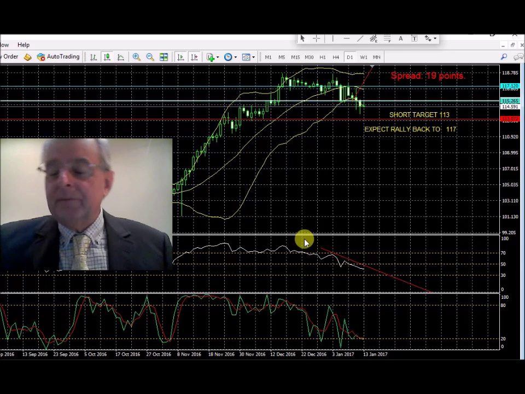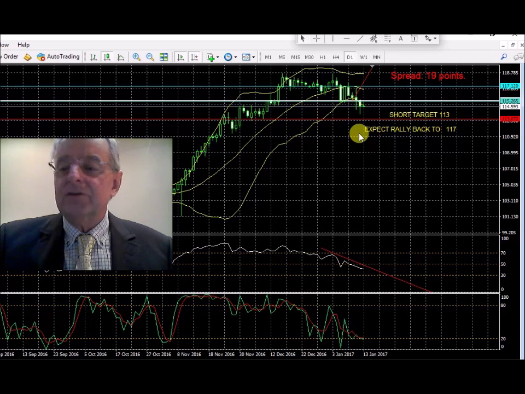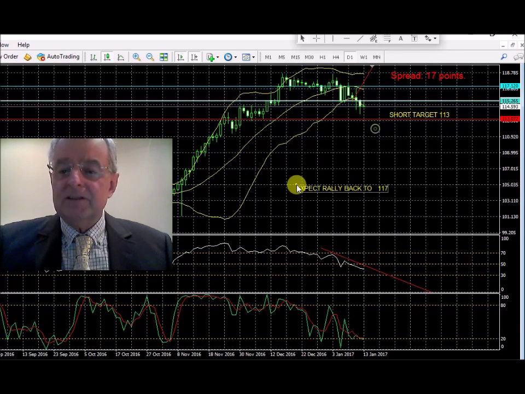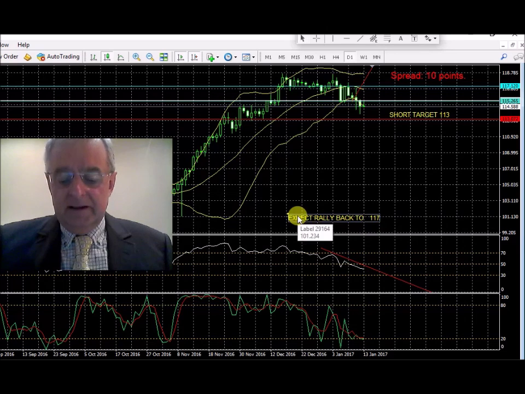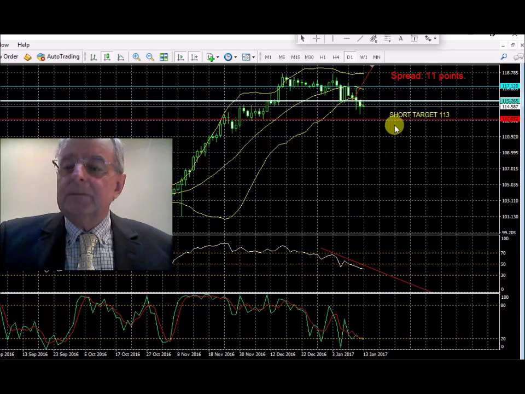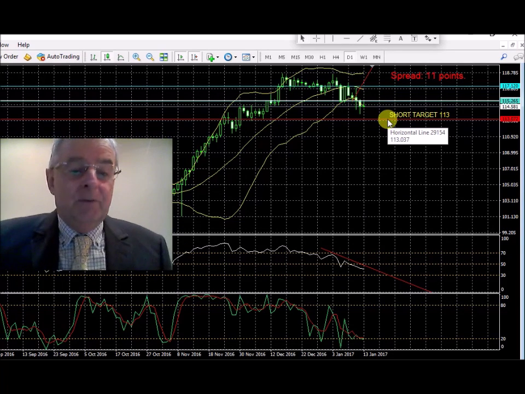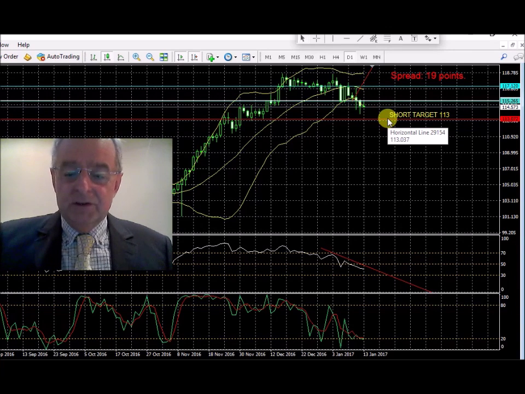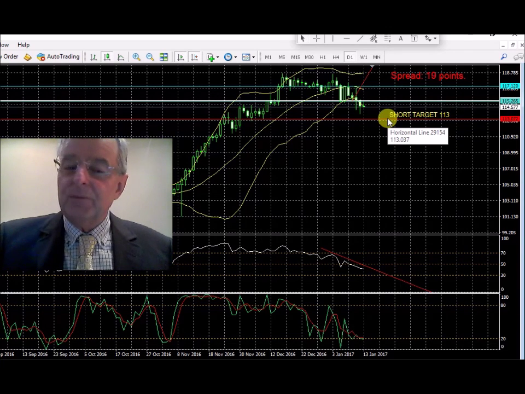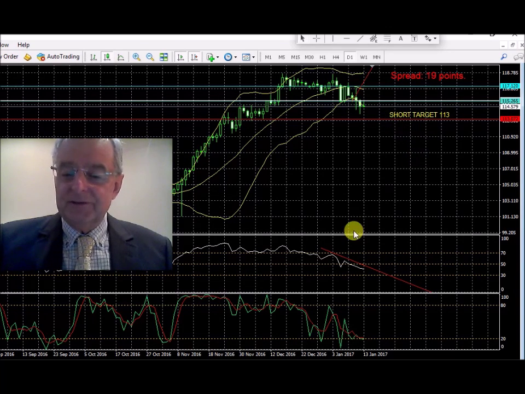USD JPY again. I was in this. I got knocked out at the white line. I couldn't get back in, and it dropped down. So that is a trade that I missed. I'm not expecting a pullback to 117. That's old news. Got to delete that. Yeah, this is my target here, 113. I have another account where I am heavily short the USD JPY, and over the last couple of days I've been in and out of it, and I am happy. Yeah, I've done well out of that trade.